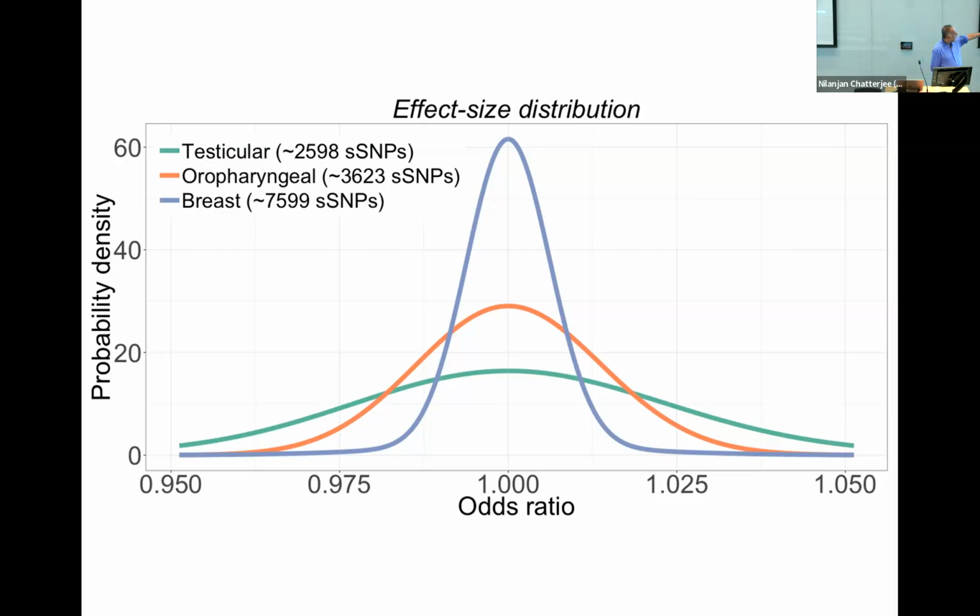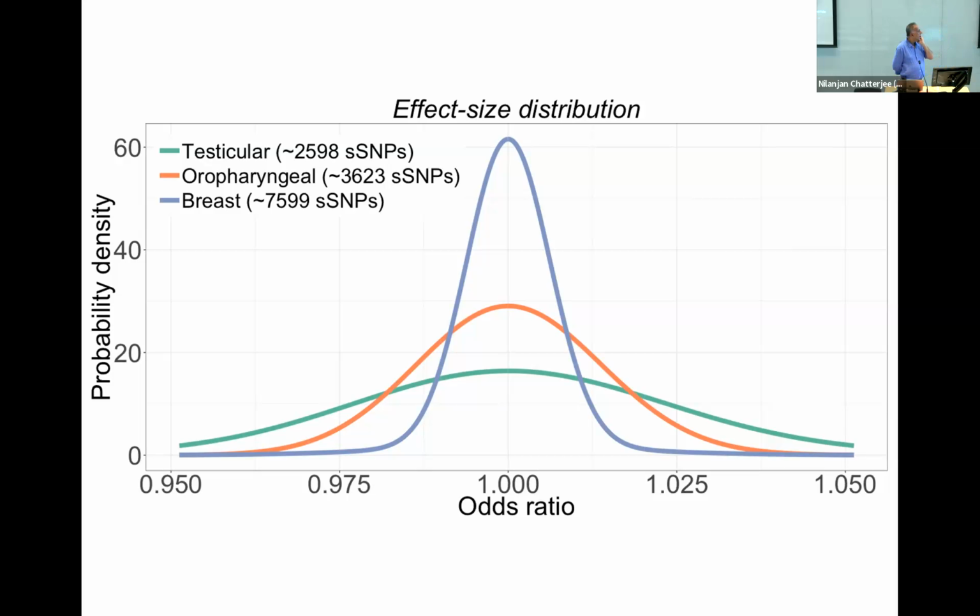And so you can see that there are SNPs which can be positively associated or negatively associated. That's why some odds ratios are greater than 1 or less than 1, or could be protective. So it's kind of symmetric by design. But there is an important distinction between the effect size distributions we are getting across the 3 cancers.